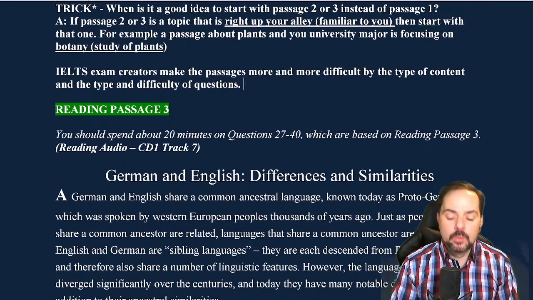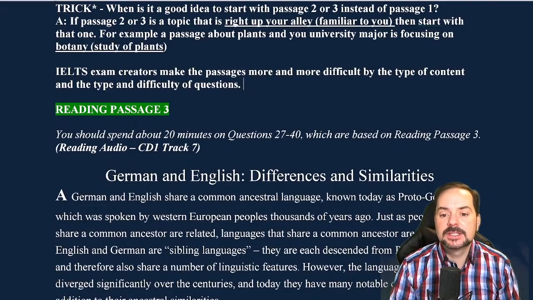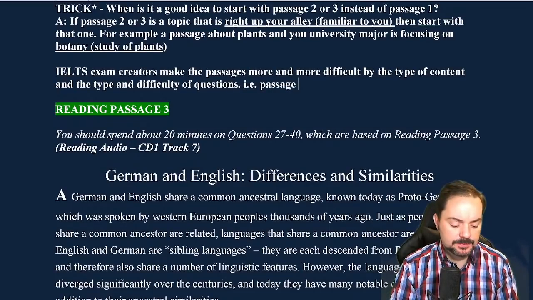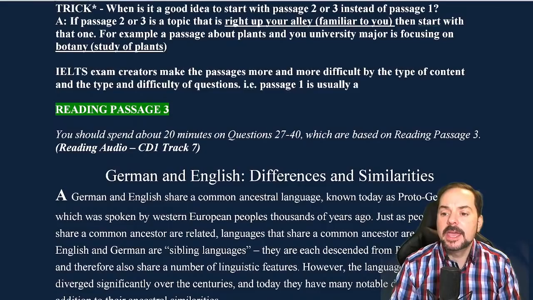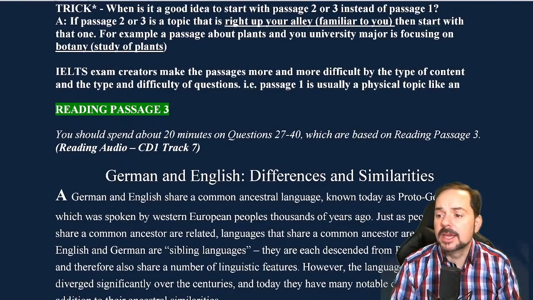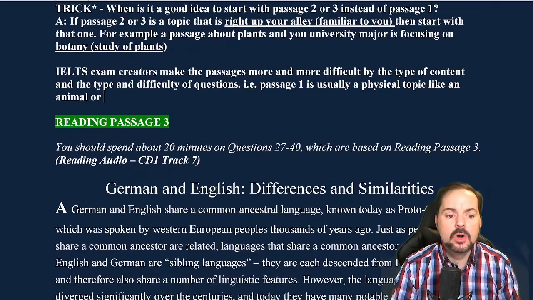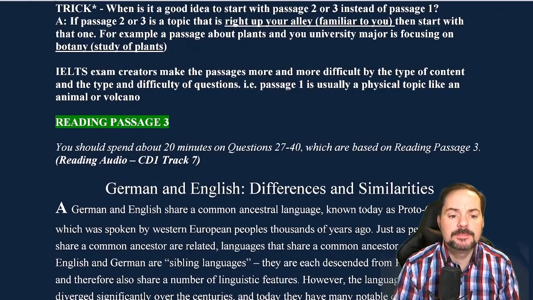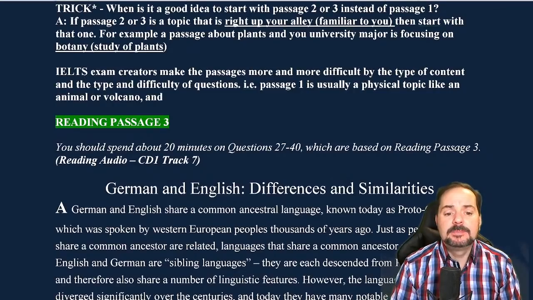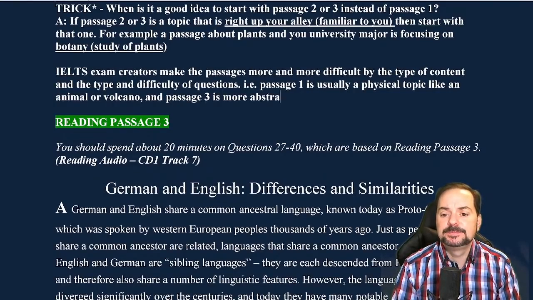What I mean by this is passage 1 is usually a physical topic, like an animal or a volcano. And passage 3 is more abstract, not physical.